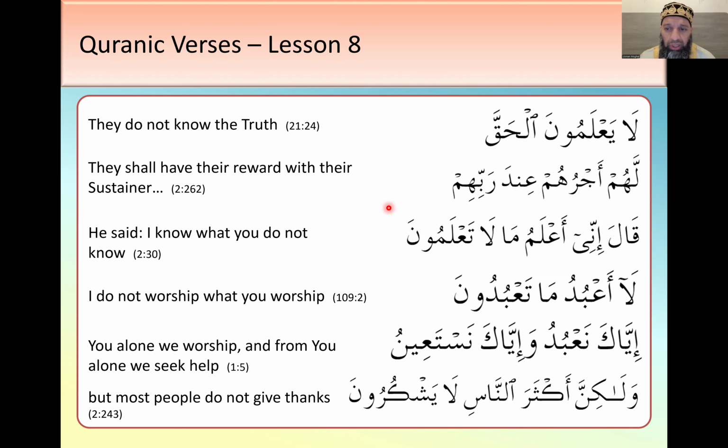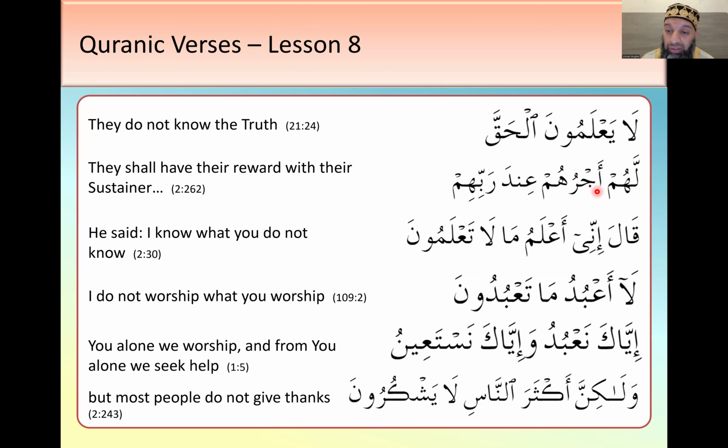Right. Next one. Lahum. So lahum is like lesson 5 something. Yes. For them. Attached pronoun. The la means for, and hum is them. Lahum. Ajruhum. Ajar. Remember we did ajar?